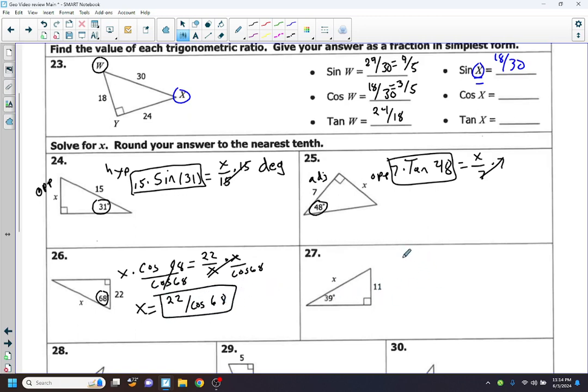Same thing here. This is opposite hypotenuse, so the sine of 39 equals opposite 11 over x. If x is on the bottom, I could just swap the positions. So x equals 11 over sine 39. You could technically do that with any equation that equals a fraction. You can always swap the bottom and the top with each other. Okay.